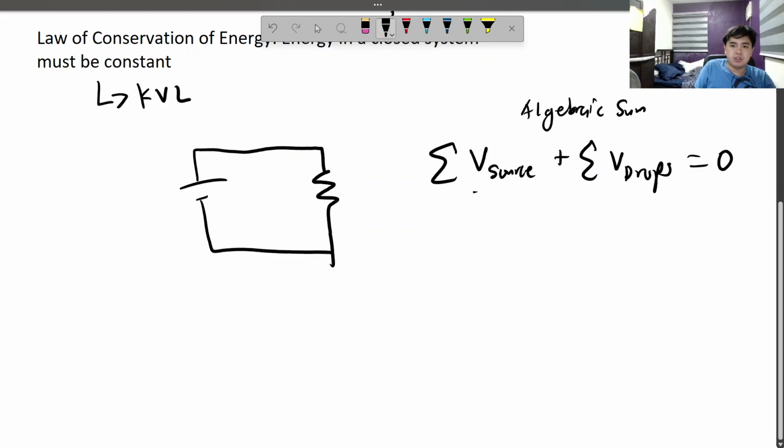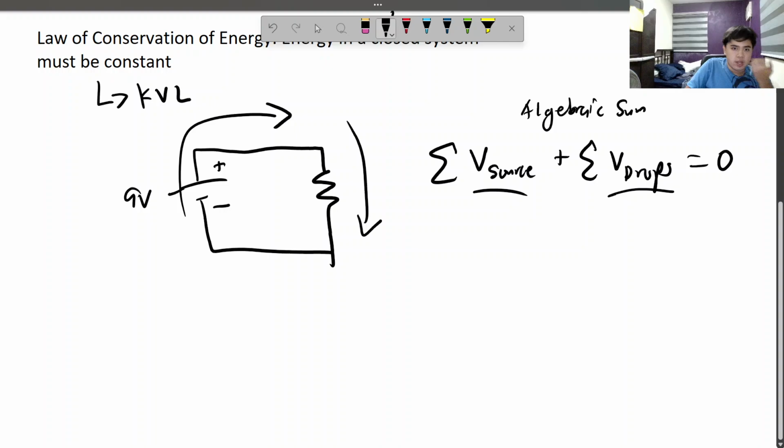So what do we mean by voltage source and voltage drops? Voltage comes from voltage sources, of course, like a battery or a capacitor, something like that, although a capacitor is far more complicated than a battery. So for example, this is a 9-volt battery. The positive is here, the negative is here. Current goes that way, and it goes that way. Since the positive is in this one, this must be the positive end of the resistor, and this must be the negative end of the resistor.